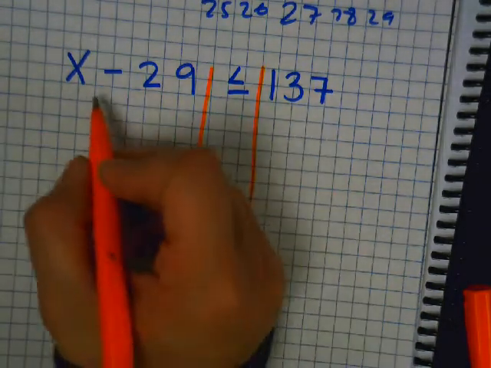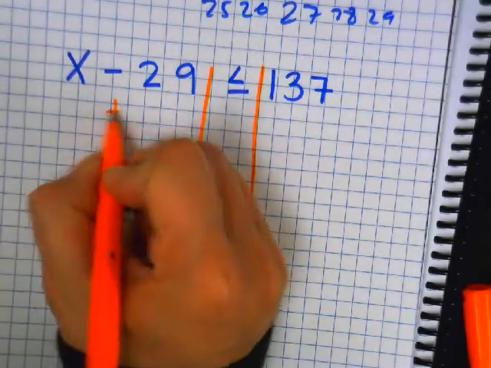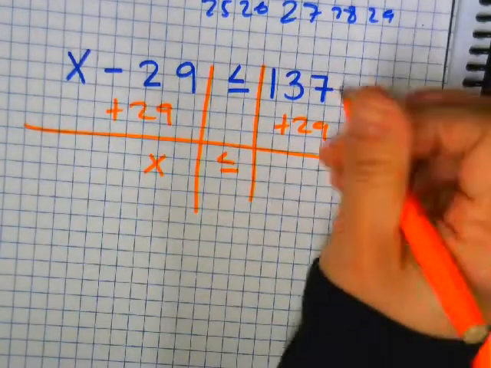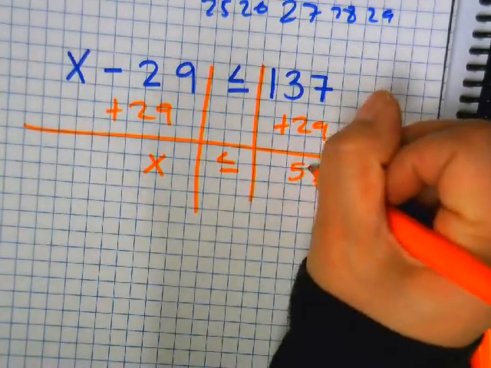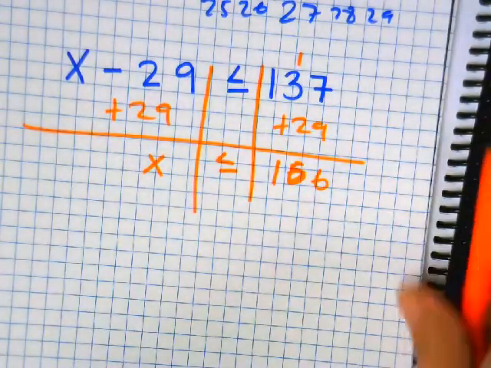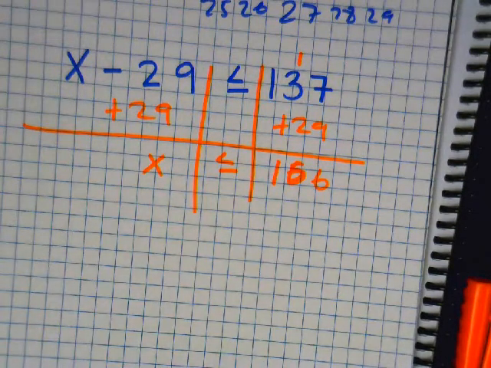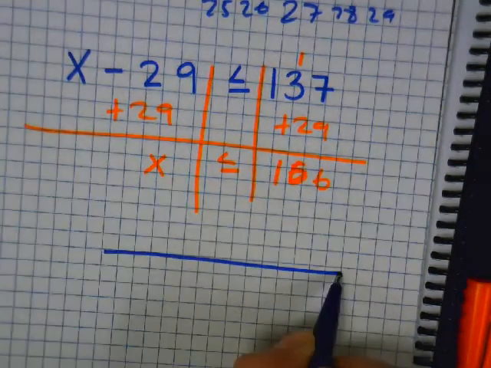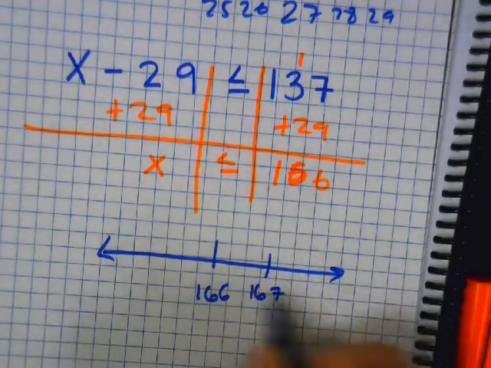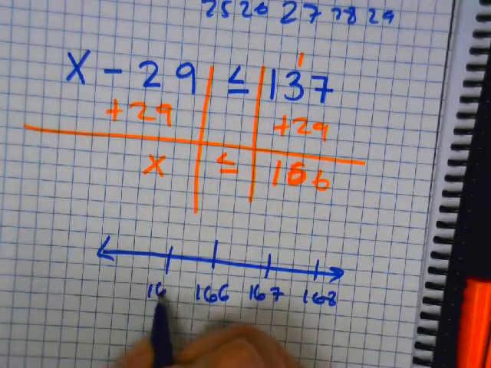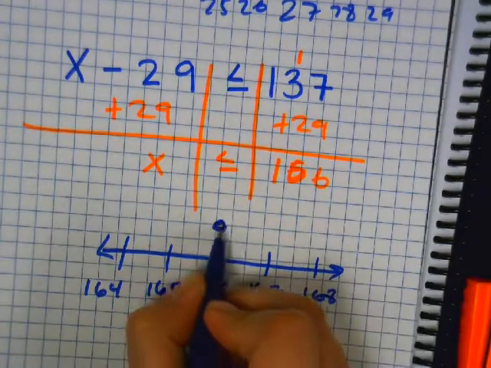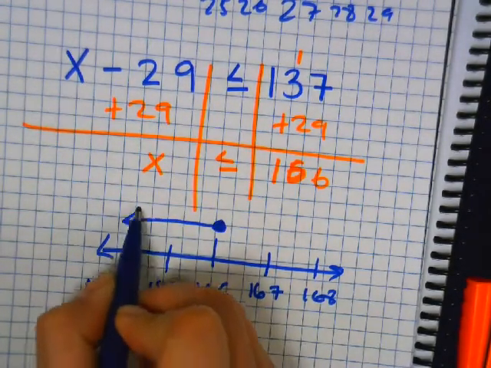Okay, so x minus 29, so what am I going to do? Plus 29. 156. So x is less than or equal to 166. Carry the 1. I forgot to carry. Open or closed circle? Closed, and then shade to the left.